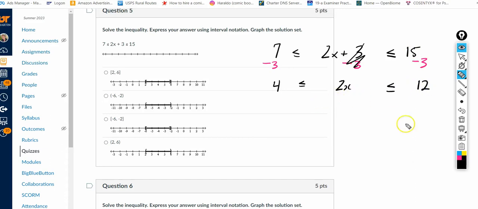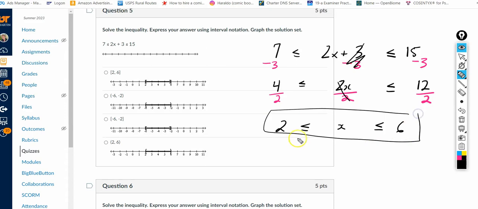And now to get x by itself, I'm going to divide by 2, but I have to do the same thing to each part. Dividing by a positive number does not change anything with regard to the symbols. So I'm going to have 2 is less than or equal to x is less than or equal to 6. Now this is a correct answer, but you notice it's not in this form.